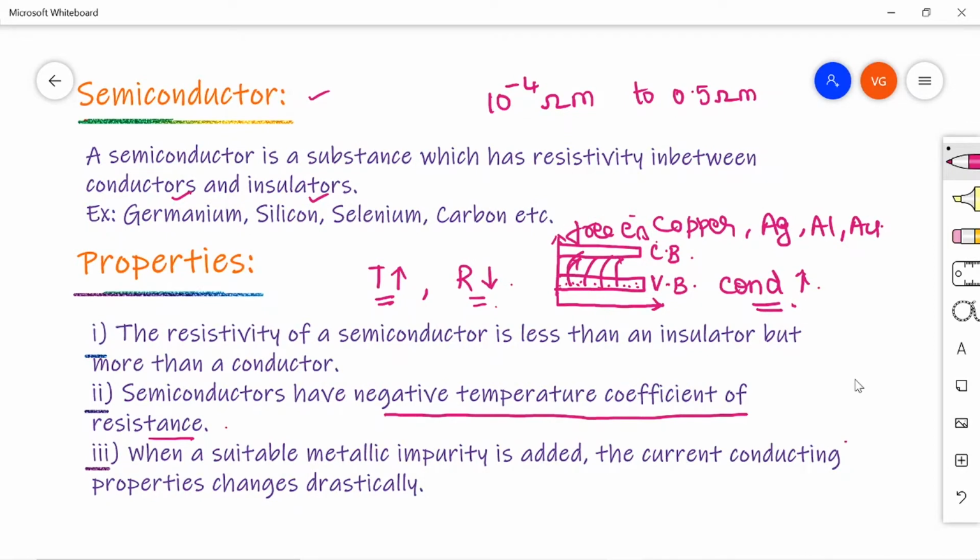The third property is that when a suitable metallic impurity is added, the current conducting properties change drastically. Impurity atoms like arsenic, gallium, etc. are added to a semiconductor like germanium or silicon, and the conductivity properties of these semiconductors change. This is a very important property and we are going to discuss more about it later.